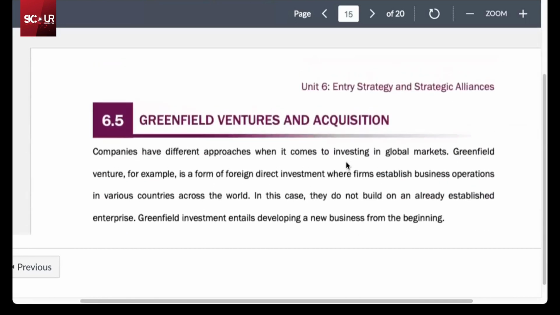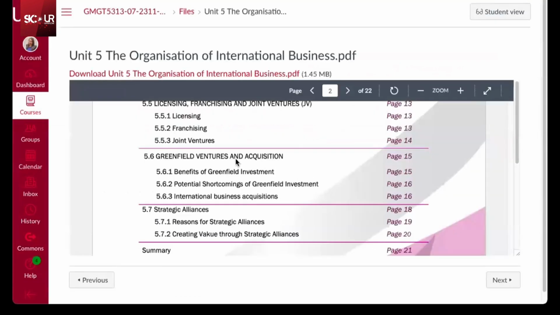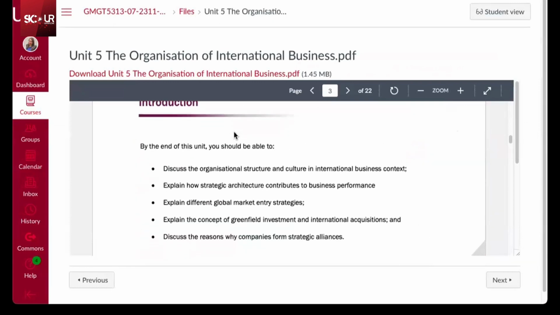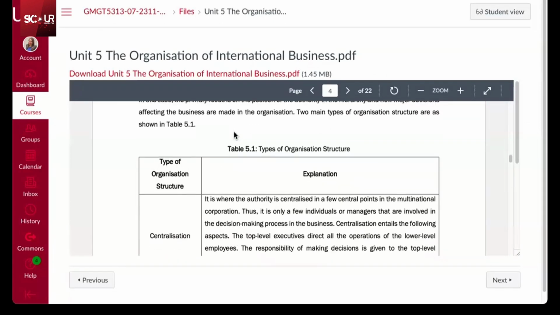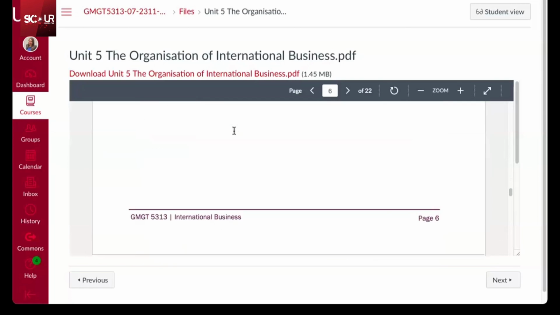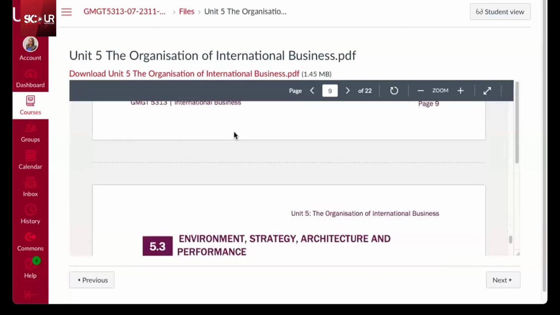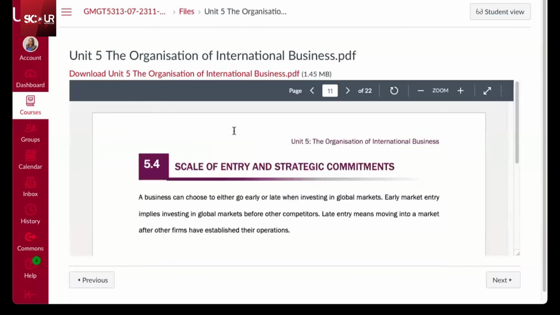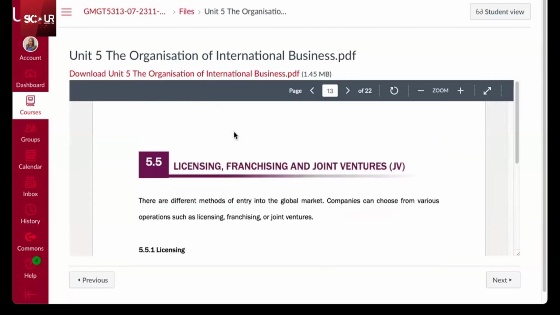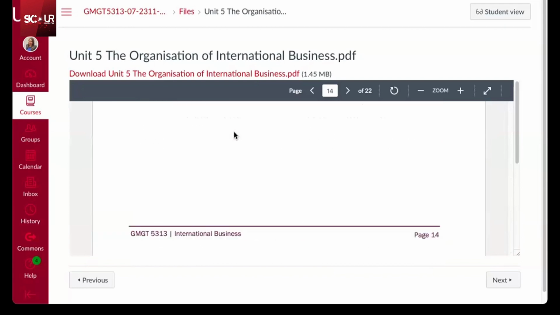Greenfield Ventures and Acquisition. So this one, this one is culture. Hold on for a second, because I saw it's also here. Same, right?